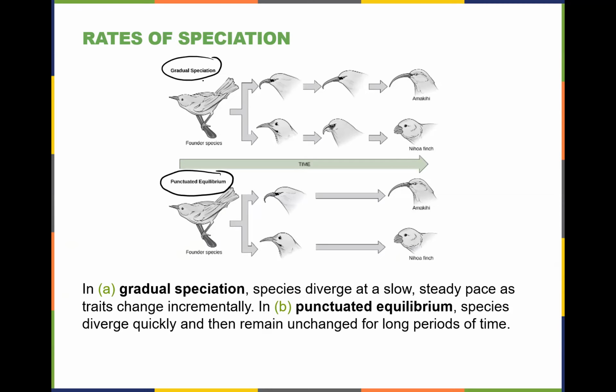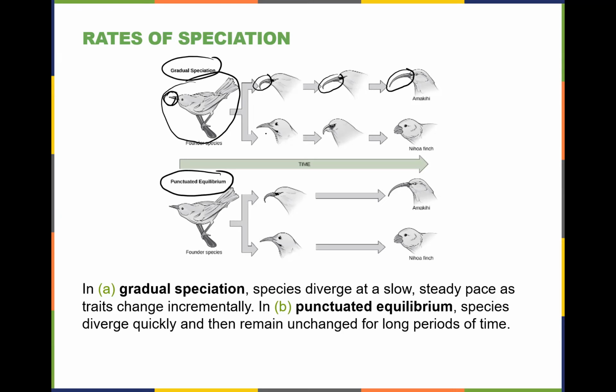Let's say it's coming from the same original ancestor. Okay, if it is gradual, then it will change gradually. The original ancestor has a shorter beak. Now it becomes a little bit longer, gradually becomes longer, gradually becomes longer. So this is the end of the speciation, the final species over here, which has the longest beak because of these gradual changes, gradual speciation.